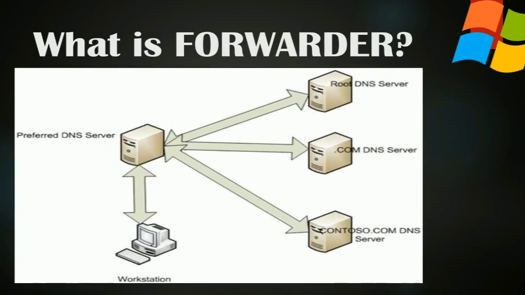So this is an example I'm giving you. You can see in the image the workstation sending the query to preferred DNS server. Preferred DNS server is the server that you mention in the computer's TCP/IP setting. Then preferred server forwarding the query to root level DNS server, COM level DNS server, and other DNS servers. Move to next question.